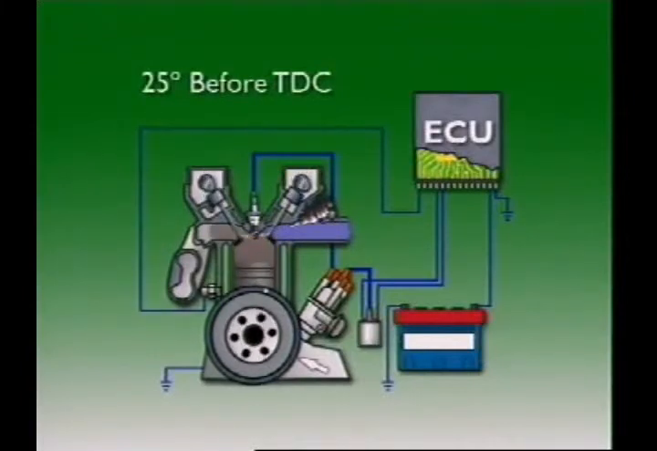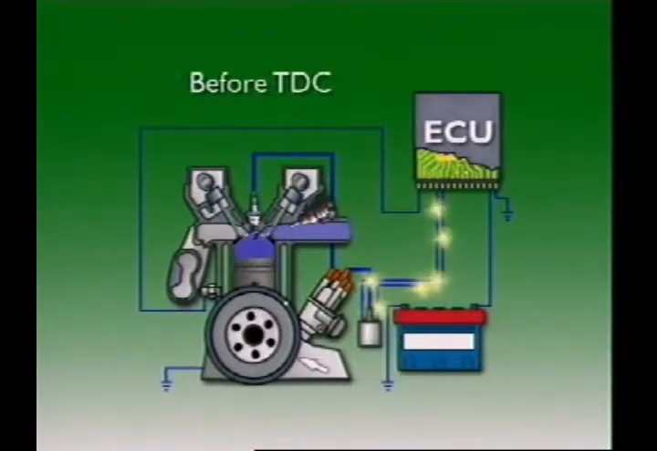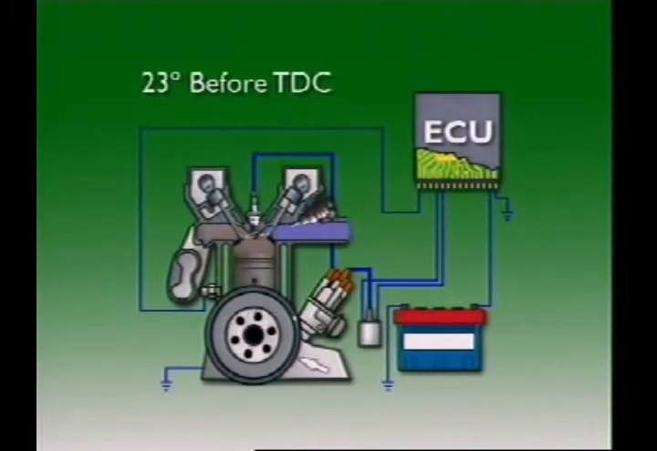Knock or detonation can then be eliminated separately using closed-loop knock control. When a detonation signal is received, the control unit retards the ignition setting to bring detonation under control.